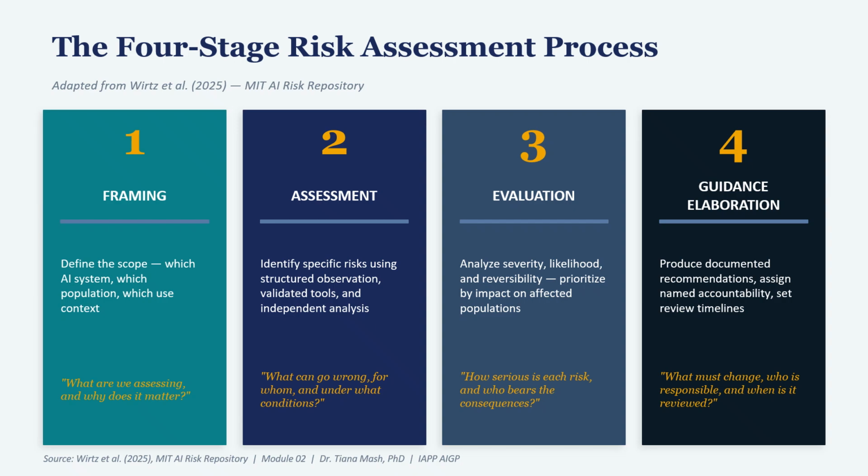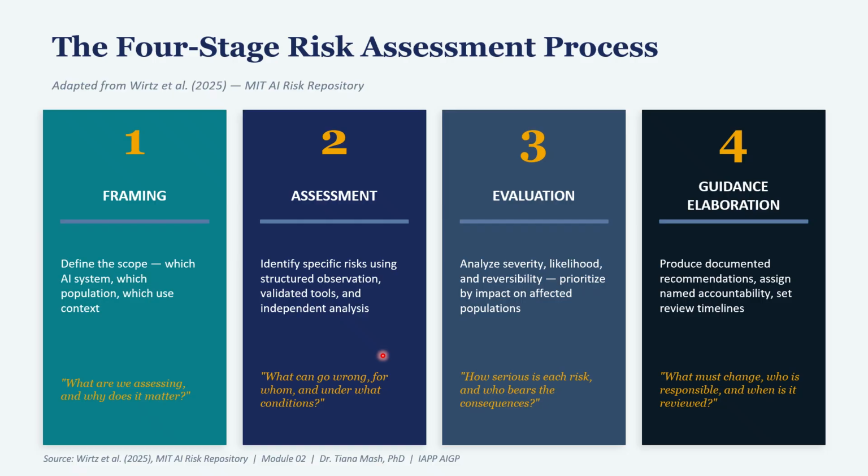In stage 2, the assessment, the question is, what can go wrong, for whom, and under what condition, right? What are we discussing right here? Think about it for a second. This is where you do the actual identification work. You will build the tools for this in lessons 2.2 and 2.3.